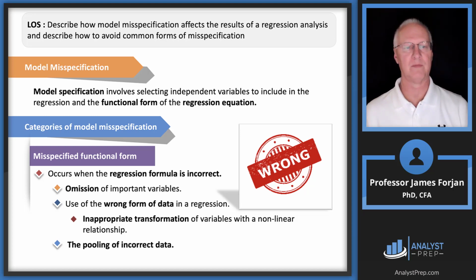So categories of model misspecification, different functional form. All right, so what does that mean? That means that, if you have a model that's this big, maybe a model that's a little bit bigger is better. Maybe it adds 1 or 2 independent variables. So look at that first one here, omission of important variables. You can also use incorrect form of the data.